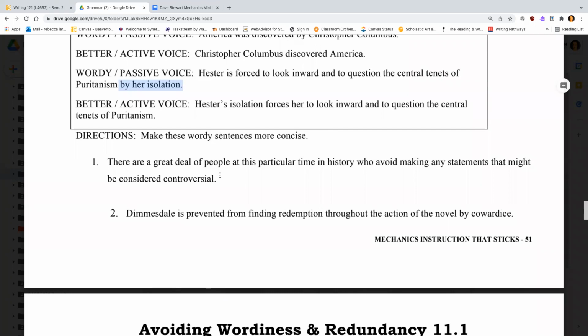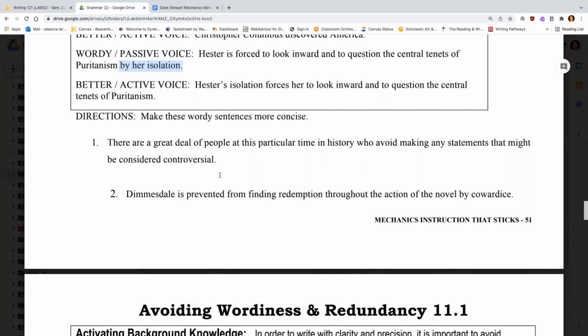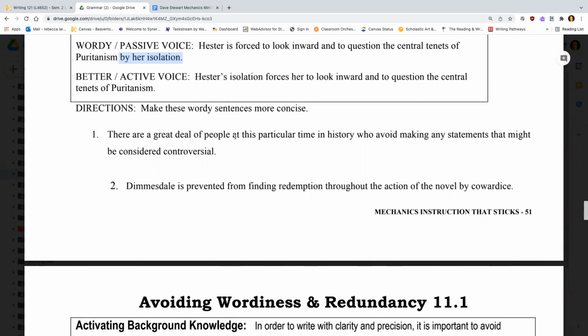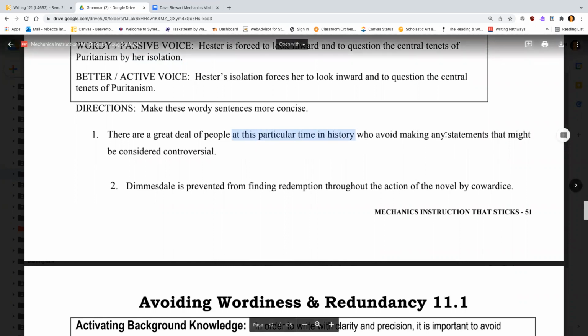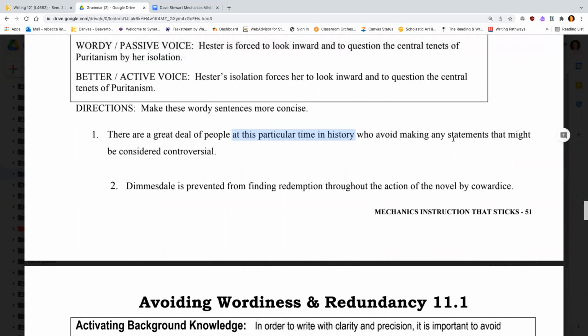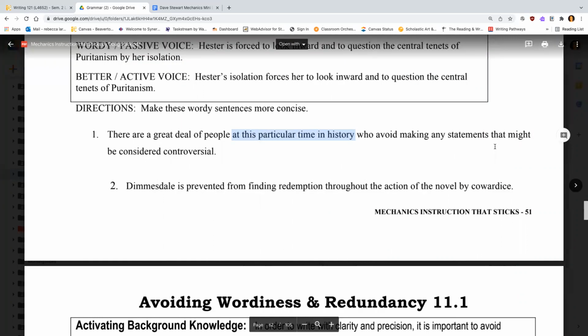So how could we make these wordy sentences more concise? There are a great deal of people at this particular time in history who avoid making any statement that might be considered controversial. Whew. Right. We could definitely take this at this particular time in history out. Avoid making any statements, any controversial statements, period, right? Just moving some words around and putting that up instead of this, that might be considered.